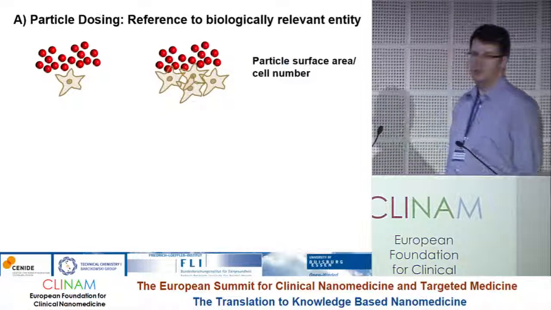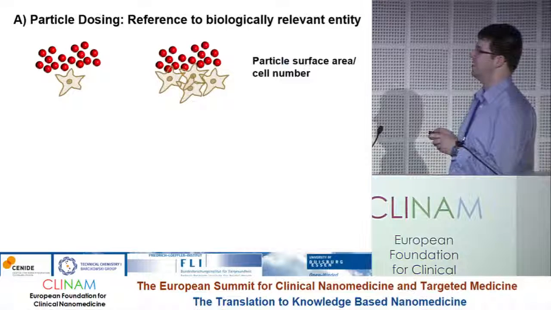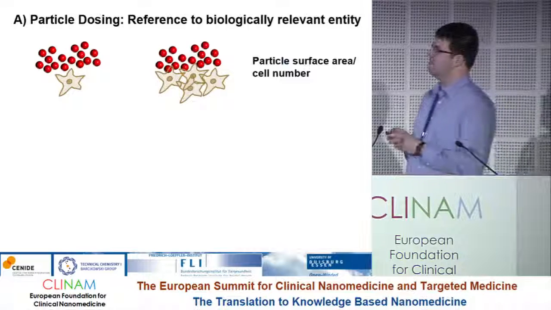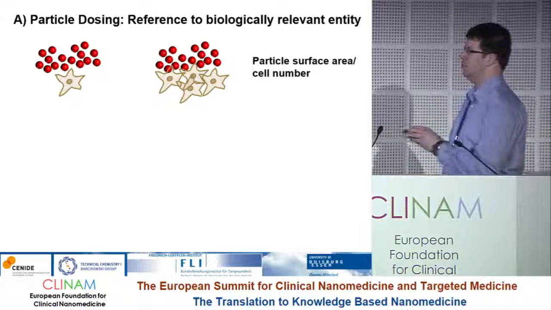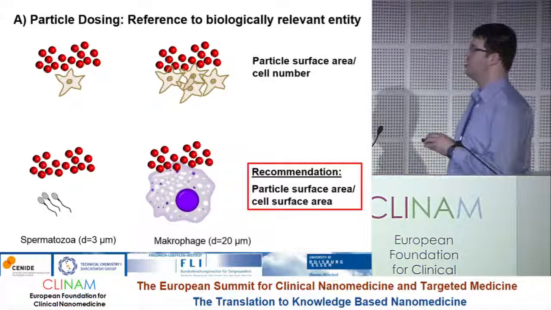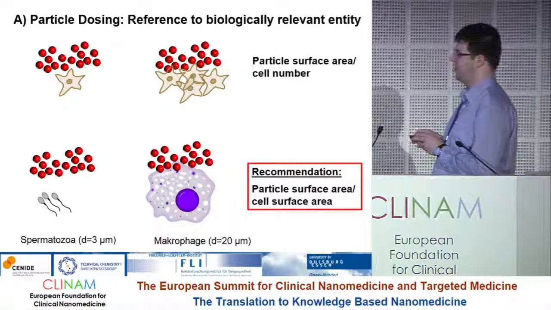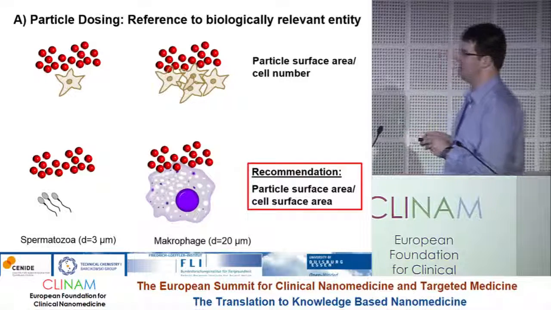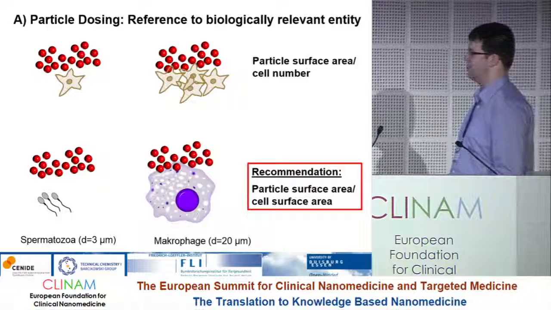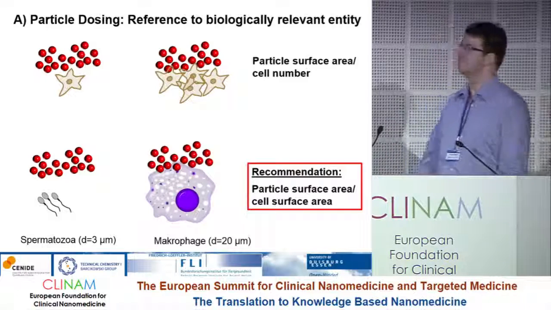Every one of you is of course aware of the fact that we cannot take the total surface area. We always have to reference this to the cell number. But maybe it's sometimes interesting not to take the cell number, but, when you want to compare different trials, to use particle surface area per cell surface area. In this case, we can, for example, compare the effects on small cells, like spermatozoa, or on larger cells such as macrophages. So this is my recommendation for the particle doses.